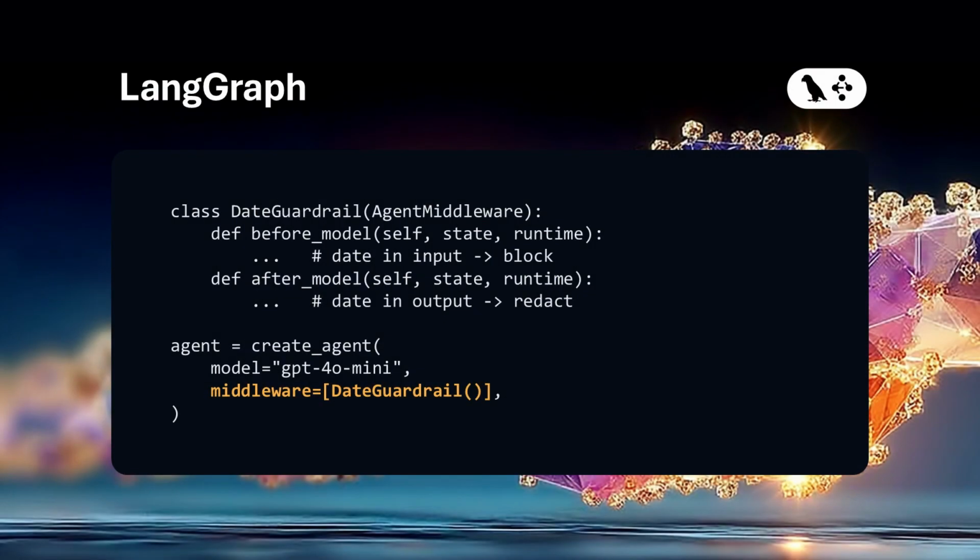LangGraph. Here the guardrail is middleware. You write a class with 2 methods. Before model runs ahead of the LLM, so that is where you block. After model runs once the answer comes back, so that is where you redact. You attach the middleware when you create the agent, and LangGraph runs both halves around every call.